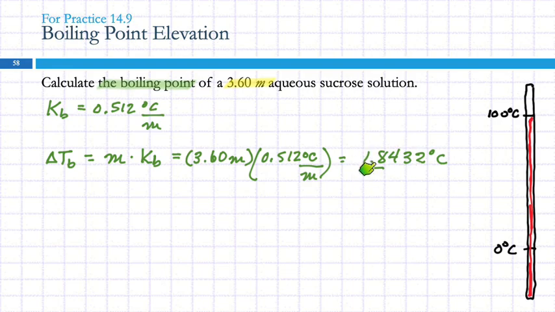This tells me that it's changing the boiling point. The boiling point's going up. The boiling point goes up, the freezing point goes down, they move away from each other. So this difference here is going to be 1.8 degrees Celsius. So that's 100 plus 1.8, and the new boiling point then is going to be 101.8 degrees Celsius. Any questions?